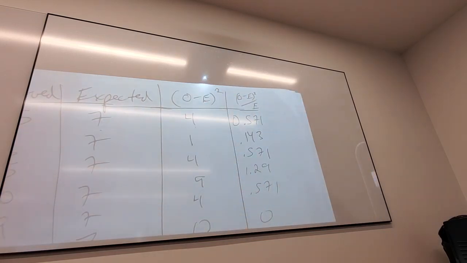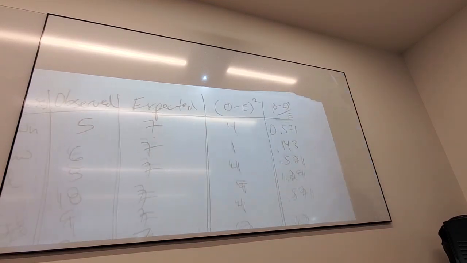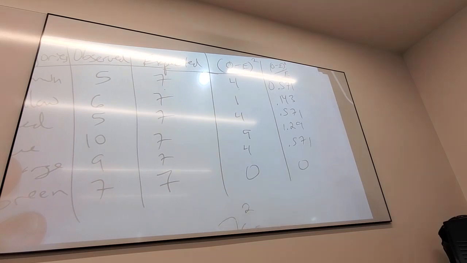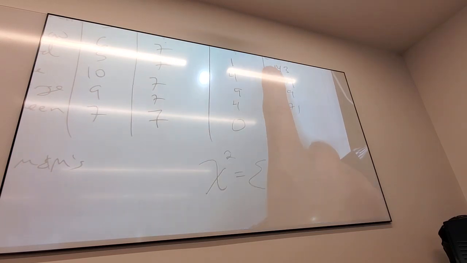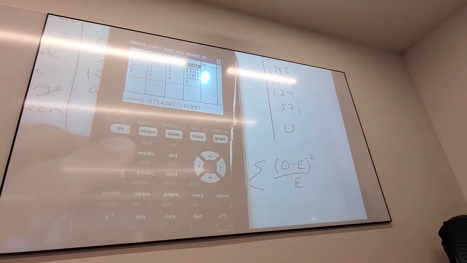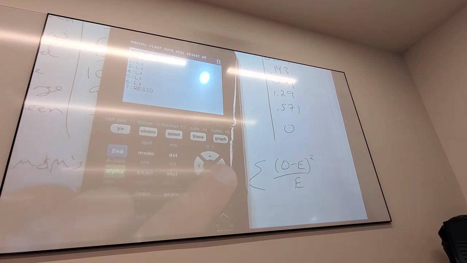So now, the same way we have multiple z-score formulas, we have multiple chi-squares. So another iteration of chi-square is the sum of O minus E squared over E. So just add up this last column. In the calculator, I could just do list, math, sum, L4, I think. Okay. And I get 3.143, let's say.